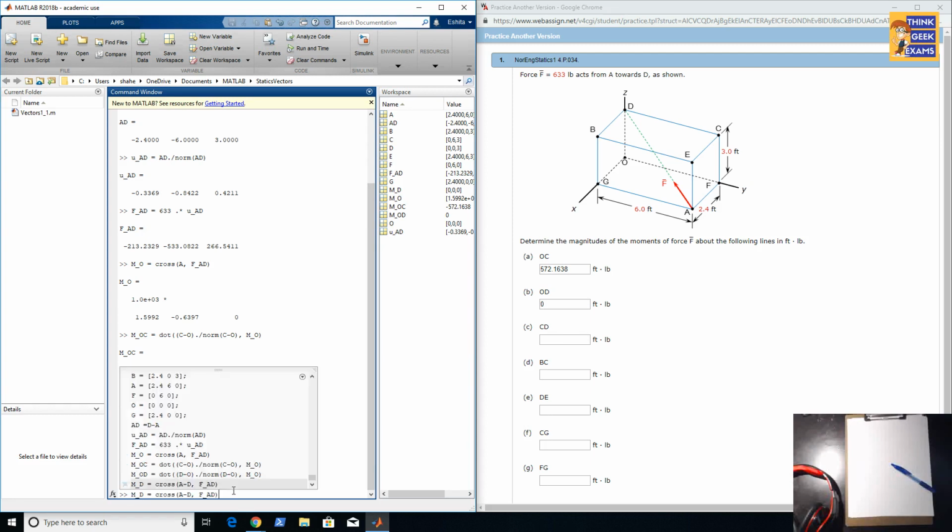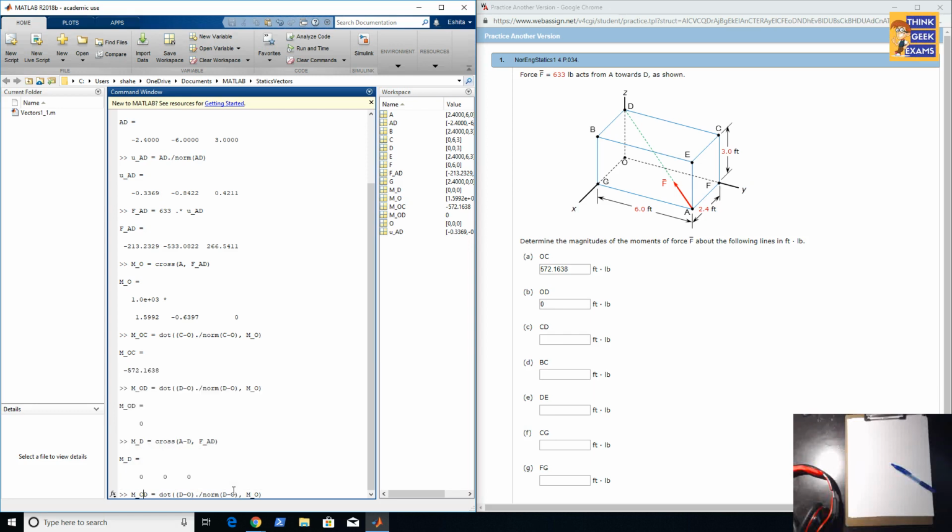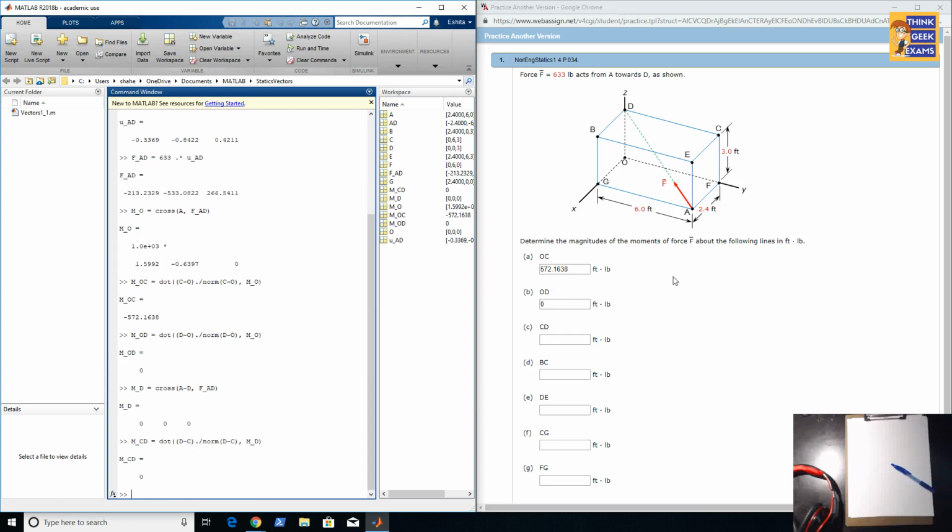MCD. So it's this one. CD, C and D, and that is 0.